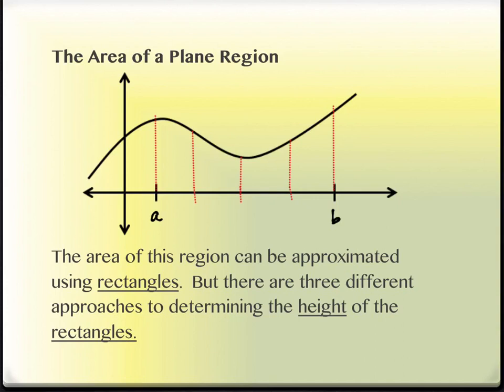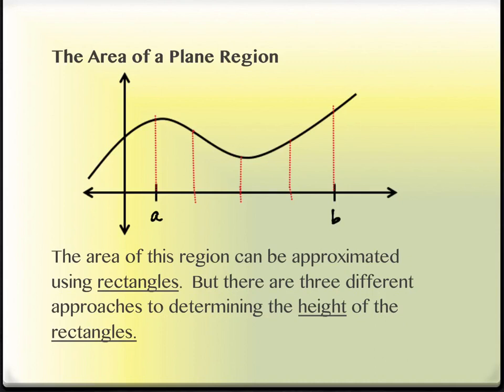There's 3 we're going to talk about. We could choose to let the height of our rectangle be the left-hand endpoint. So we just draw the rectangle over like this. Obviously, that overestimated my area, right? If I took that area, that's a little bit too much.